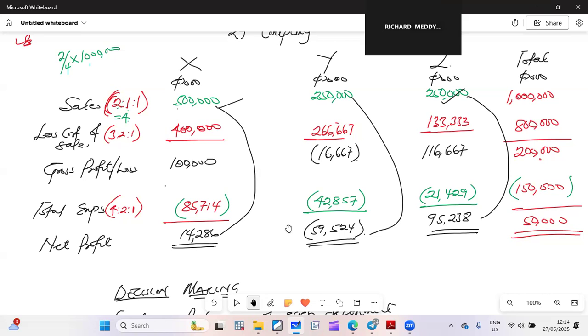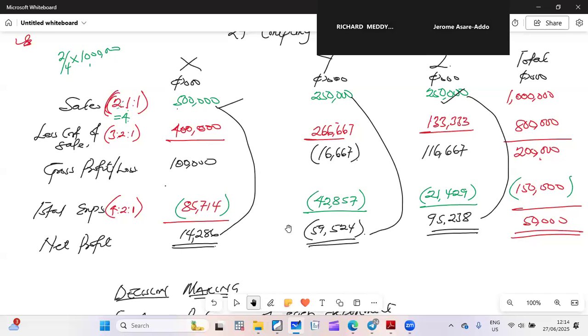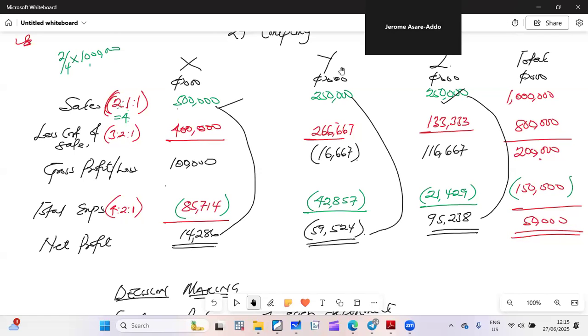I think for Department Z, because they made the most profit from selling 250 million as compared to the other departments, I feel like we should motivate them and appreciate their work so that they'll continue to keep up the good work. All right, that's very good. Jerome, what do you also think?